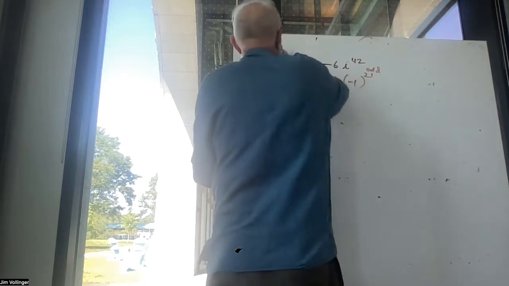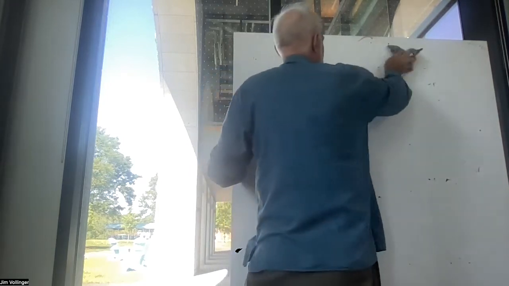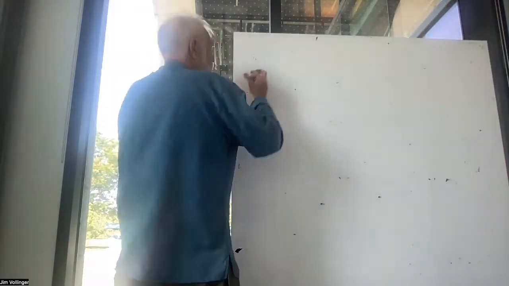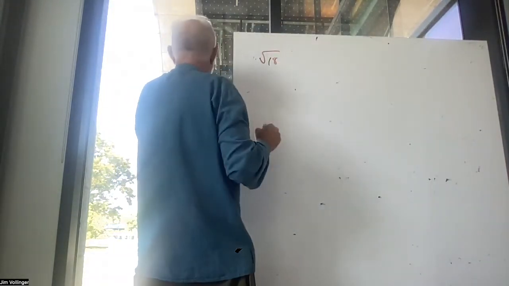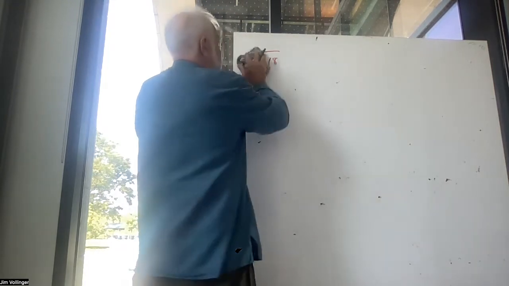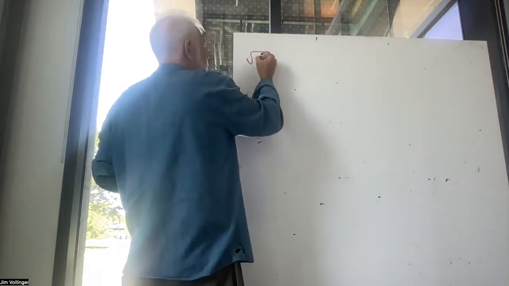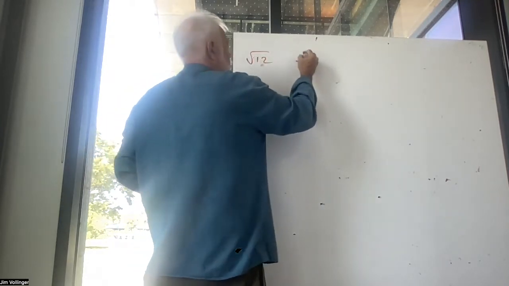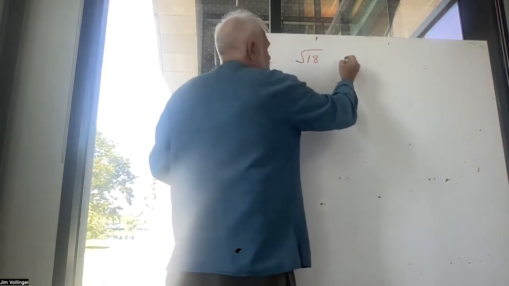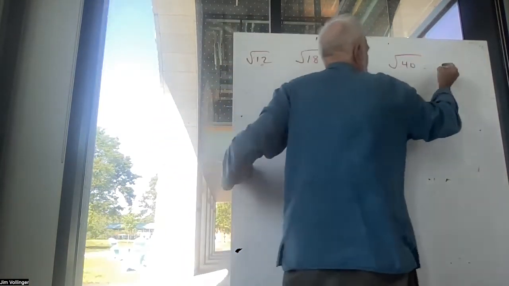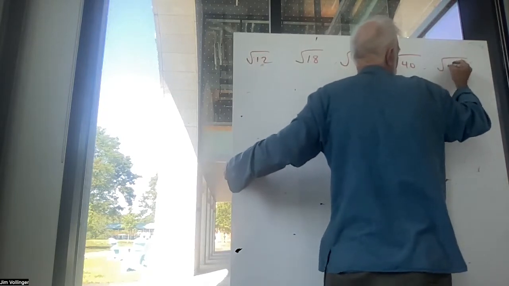Let's see, now we're going to just do some simple problems to get us started on square roots. Let's start with the square root of 12. Getting tired, aren't I? Then we'll do the square root of 18. Then we'll do the square root of 24. Then we'll do the square root of 40. And then we'll do the square root of 56.